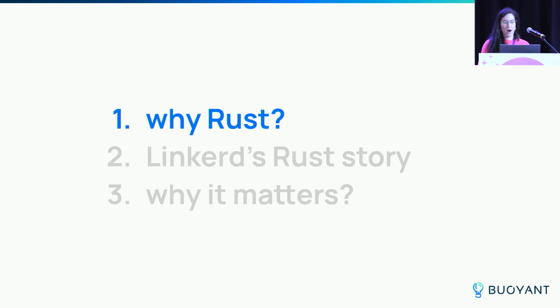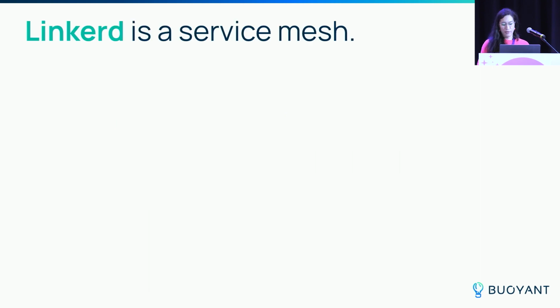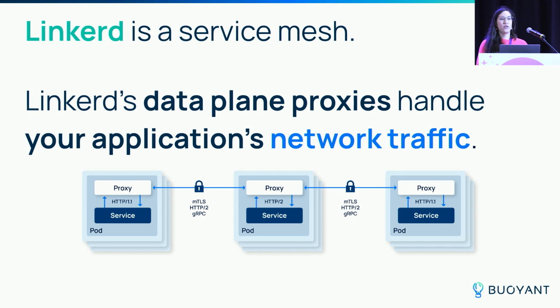So number one, why did we choose to use Rust? Well, before we can even answer that, what even is Linkerd? So Linkerd is a service mesh. And so what that means is that we run a small sidecar proxy alongside every instance of your application. And all of your application's traffic is redirected, so it goes through that proxy. So all the traffic going in to your application first goes through the proxy, and all of the traffic going from your application out goes through the proxy.